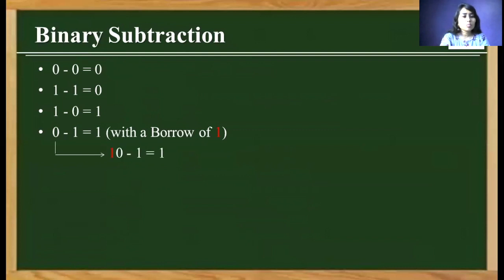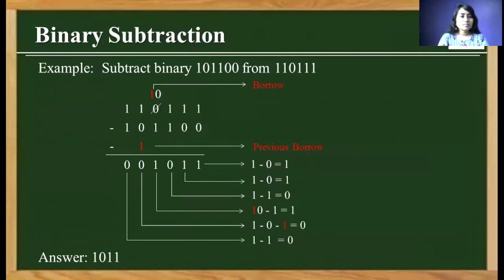We take one borrow and then we have a total number 10, that means decimal 2, and we can perform binary subtraction 2 minus 1. So we have an answer 1, but here we have a borrow of 1. So 0 minus 1 is equal to 1, but with a borrow of 1. And this borrow is carried to the next bit. How can this be done? So let's take an example.